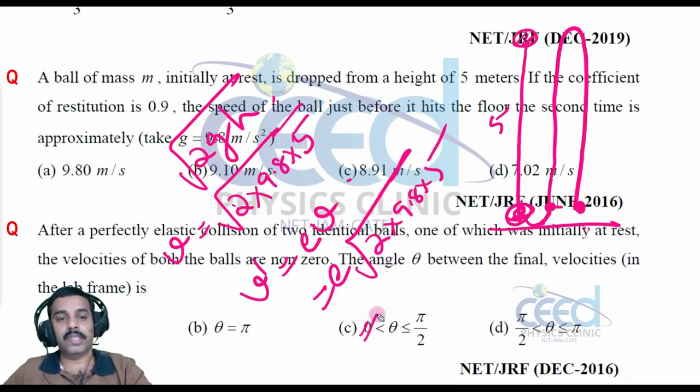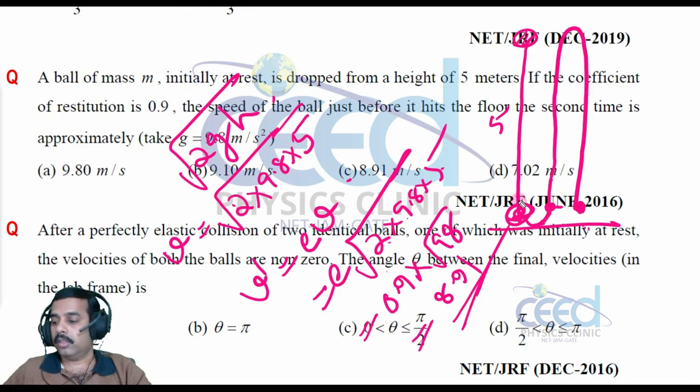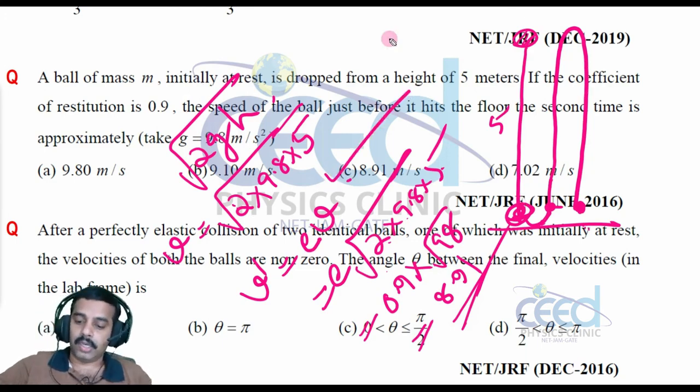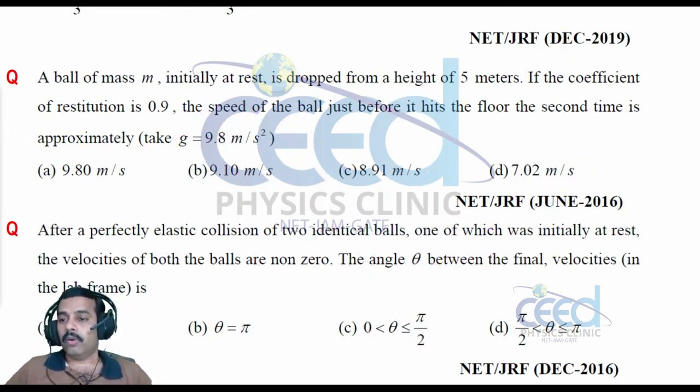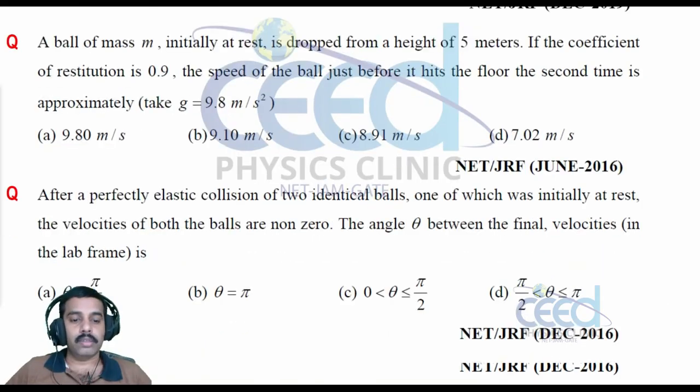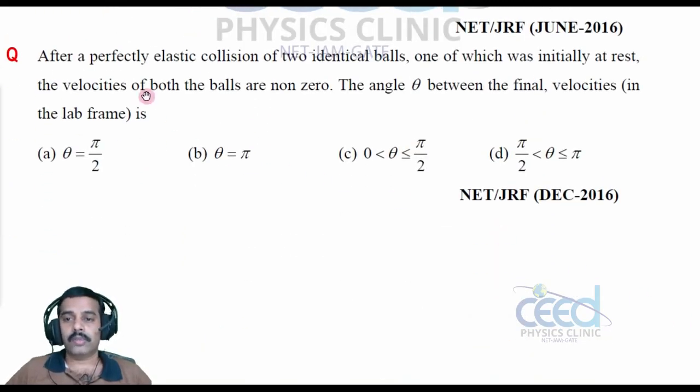Now we can solve this. The e value is given. What is the e value? That is 0.9 into 10 into root 98. Okay, so this will be approximately 8.91 something. All right. So option C is correct. Now let us have another question here. That is the final question.